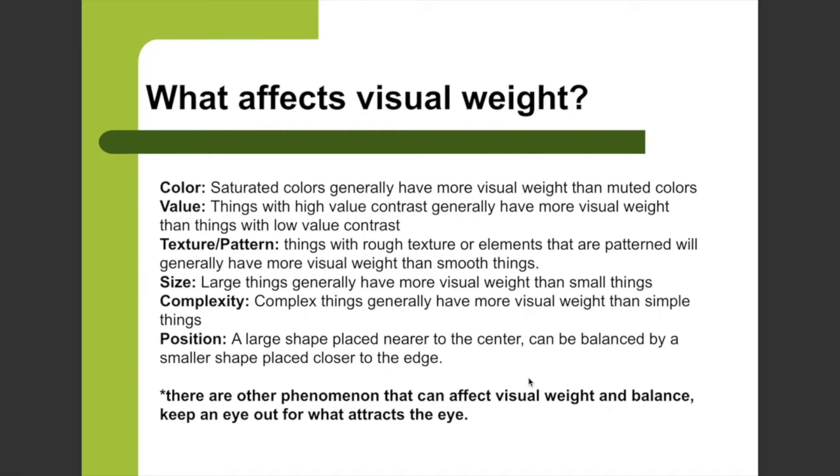Complexity: something that's complicated is going to have more visual weight than something that's simple. And position: a large shape that's placed near the middle can be balanced out by a smaller shape that's placed closer to the edge of the format. Really, all these things work together. You often can't reduce visual weight to just one element. It's usually multiple elements working together. But these are some things to look for, so you can understand why something's happening within an artwork.